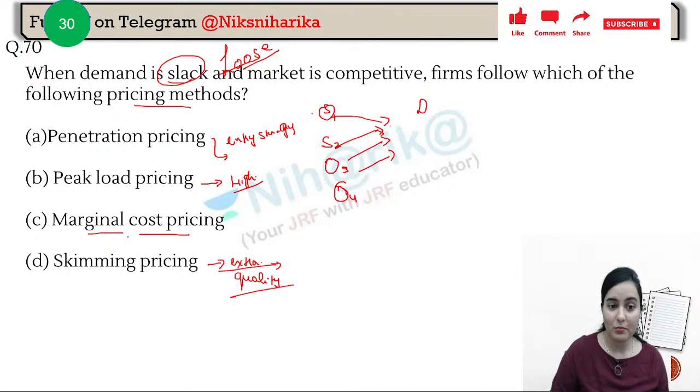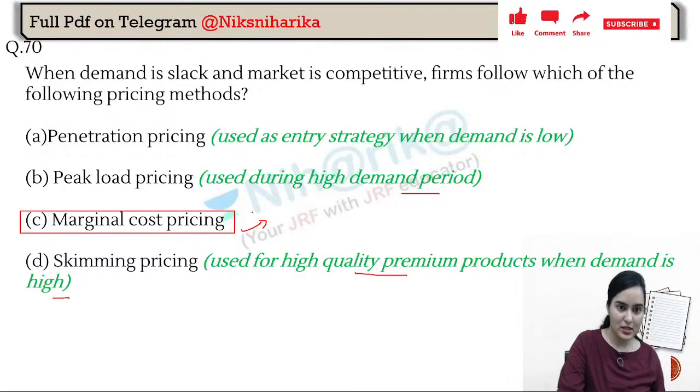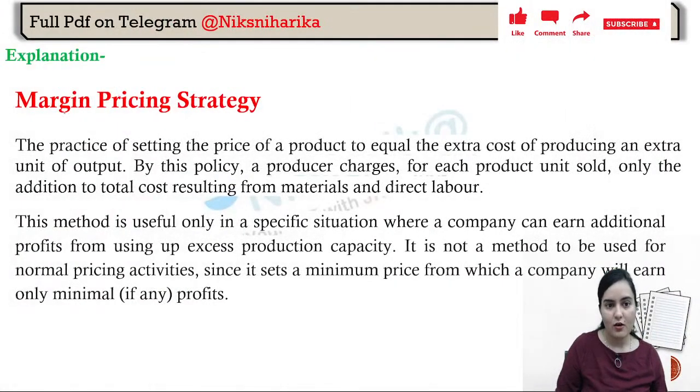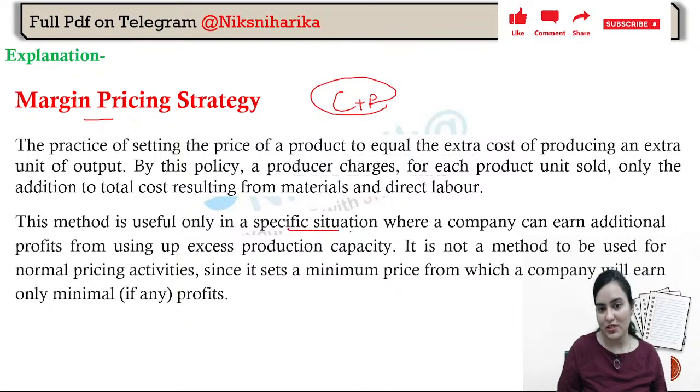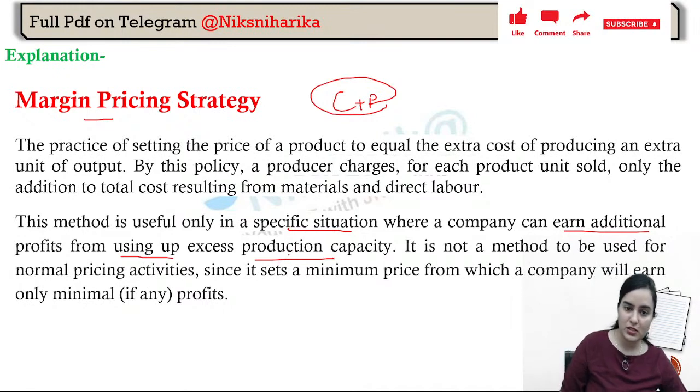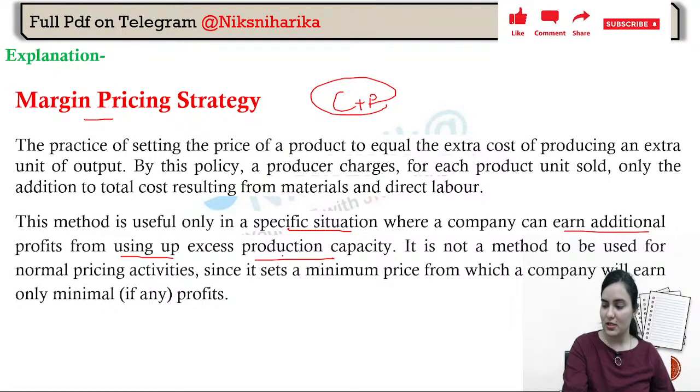But marginal cost pricing is just cost-plus pricing. We can see that this is marginal cost pricing. What is marginal pricing? It is a cost-plus-profit strategy, useful in a specific situation where a company can earn additional profits from using up excess production capacity. So it is not for all normal activities, but it is used when the demand is feeble.